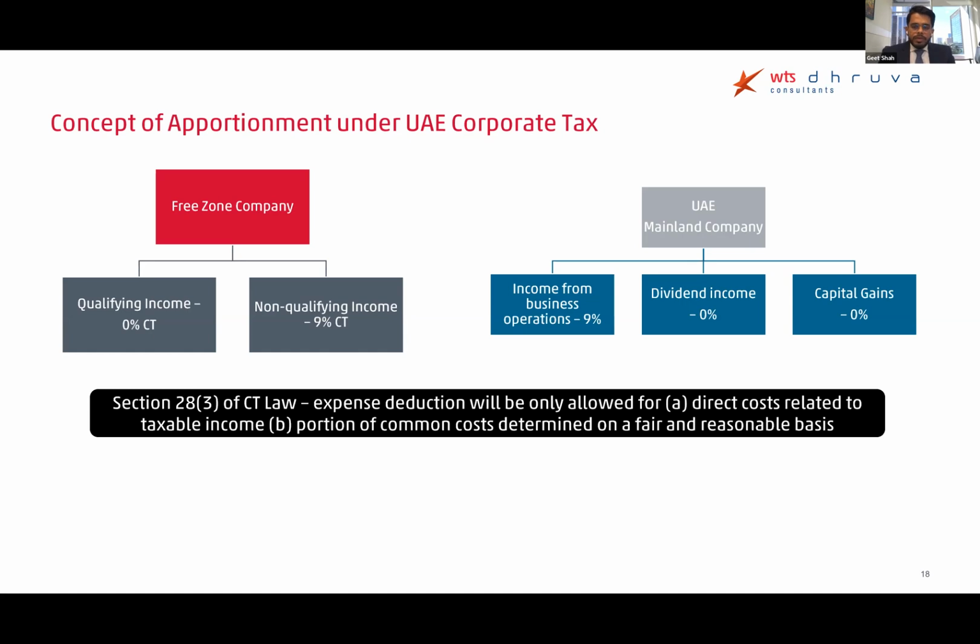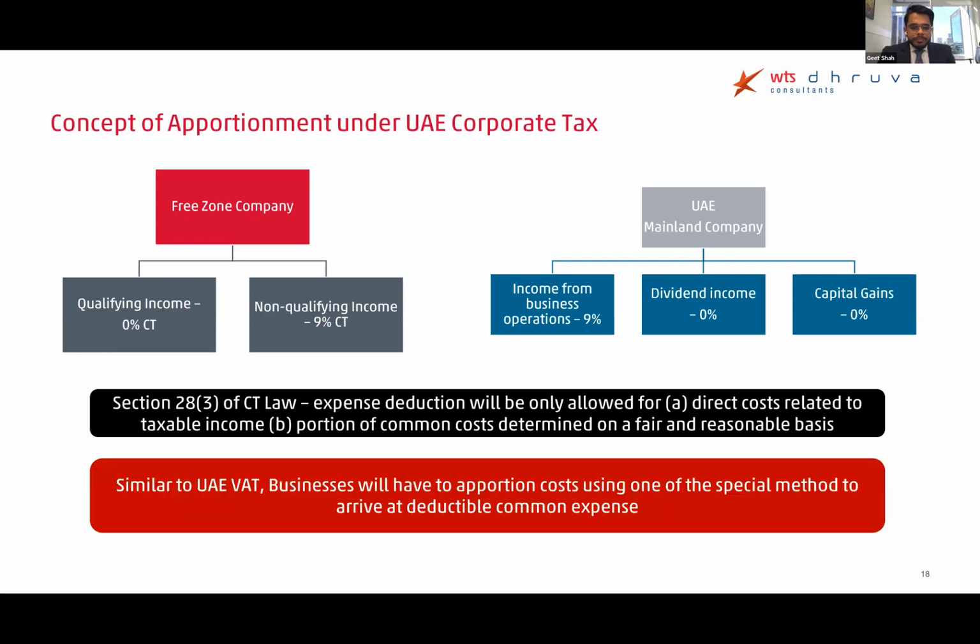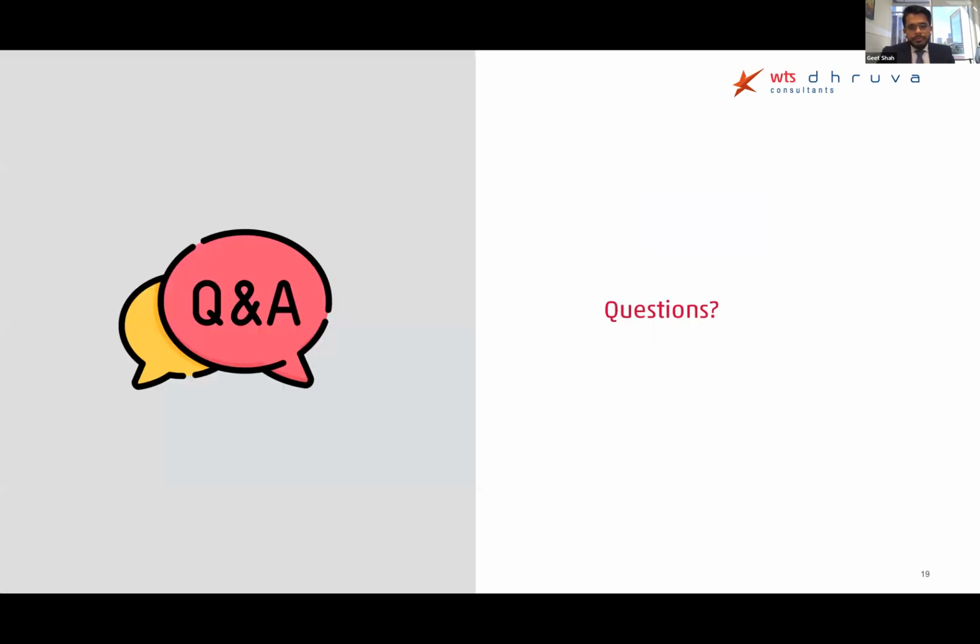Even under the CT law, companies will be required to apportion their common cost between the 0% income and the 9% income. And though in the CT law, they have not specified what are the methods to apportion the cost, depending on the facts and circumstances of each business, one could use one of these special methods which have been prescribed under the UAE VAT law to arrive at the common cost bifurcation. Now, with this, we conclude our presentation.